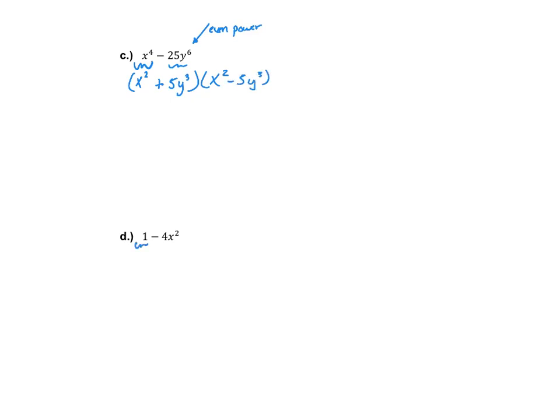So my next one, the 1. Well, 1 times 1 is 1, so the square root of that is 1. 4x squared, the square root of that would be 2x. It's an even power, and we just take half of it. And I need my different signs. You could check with FOIL to make sure these are working.